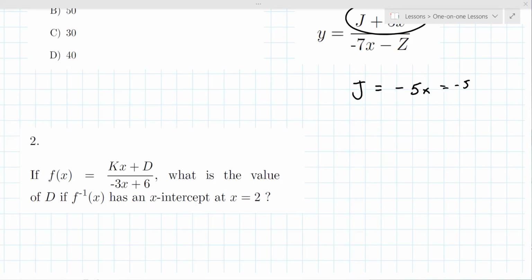I got 12. 12 is one of the answers. Let me see if that's the right one. And this is exam 2. Oh, this is exam 3. Sorry. Yeah, that looks correct. Yep, nice job.